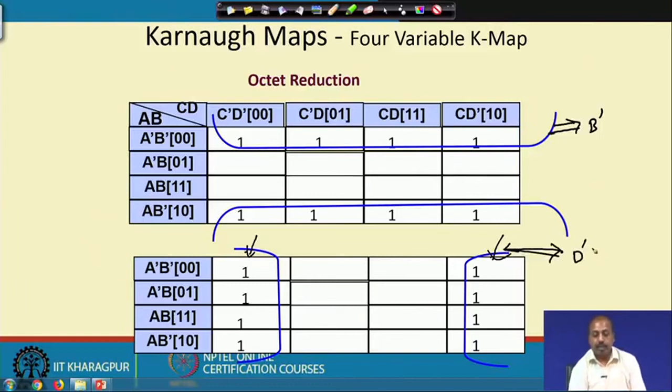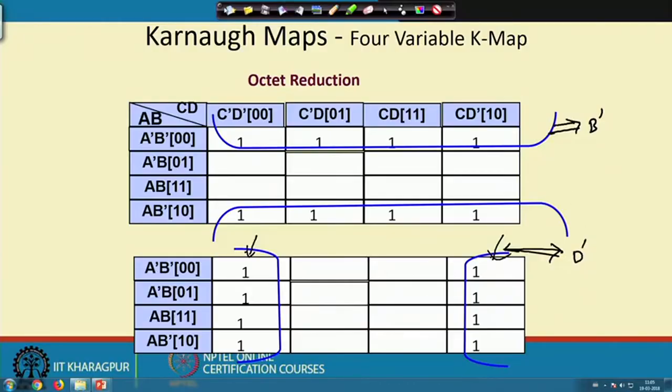So, this way we can do the minimization. We should try to maximize the number of octets, and when we fail, when no more octet can be formed, we try to make quads, and if quads are also not possible, then we will try to go to pairs. That should be the rule that we should follow.